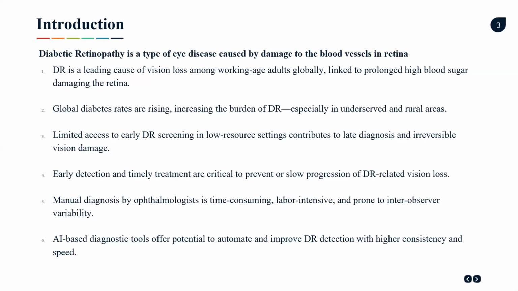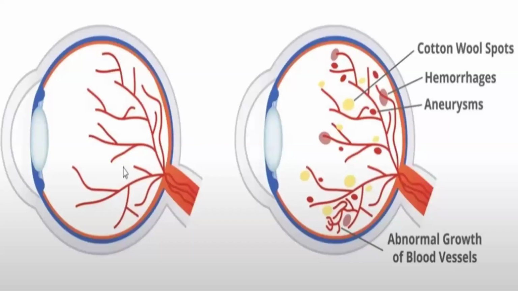Deep learning systems have shown promise in the analysis and classification of these conditions. Here is a diagram. On the left side is a healthy eye image, and on the right side is an eye with an abnormal growth of blood vessels. That means this is a healthy eye, and the next one is the eye having diabetic retinopathy. Here, cotton wool spots are generated, and it has severity gradings.